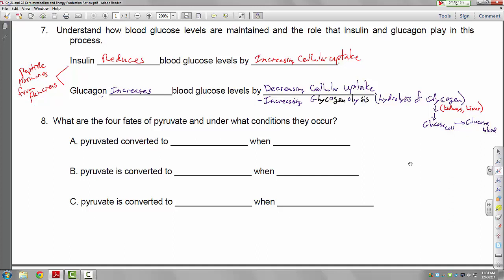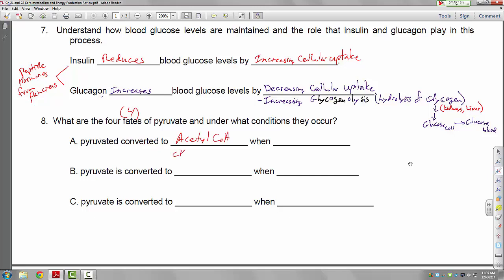Okay, what are the 4 fates of pyruvate? I think in lecture I talked about 5 fates, but the 4th and 5th are kind of the same. You'll see why in a moment. Alright, so first off, pyruvate is converted to acetyl-CoA, another coenzyme, coenzyme A.